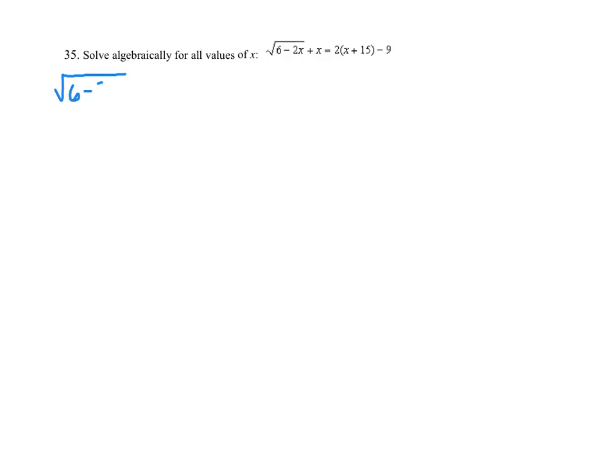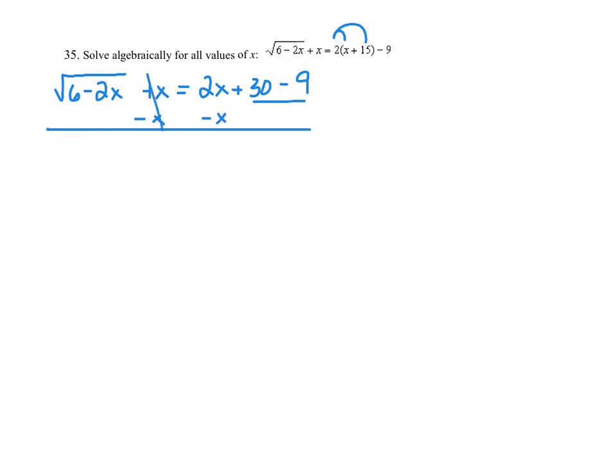So 6 minus 2x, then plus x equals, and I'm going to distribute this 2 through first. So that's going to give me 2x plus 30, and then minus 9. And I'll take care of that 30 minus 9 in a second. So now I'm going to try to get the radical by itself, so I'm going to move the x over. So that would give me the square root of 6 minus 2x equals, and then I'll have x plus 21.